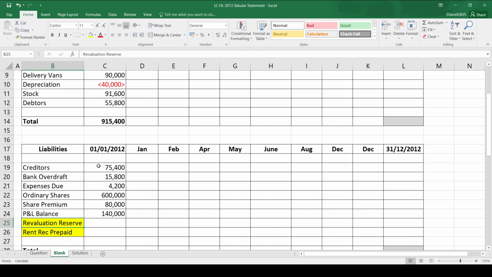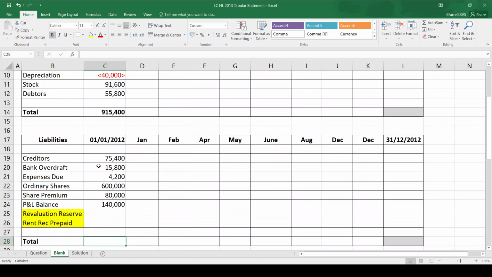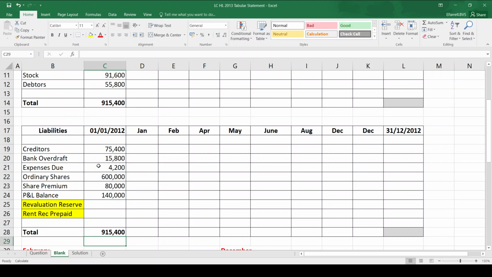And the figures in yellow, they are not in the question yet. There's no opening balances for those. They will just be introduced throughout the question, so we will talk about them again later. So the total of liabilities comes to 915,400, and we can see that at the start, that is now balanced. And each month should also balance. You should have the same total for the assets and liabilities each month.